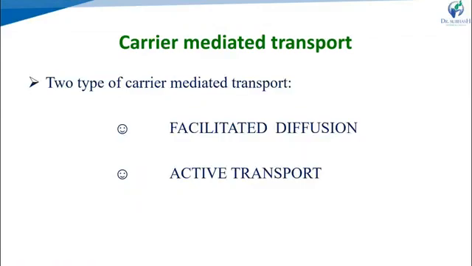Next one, that is carrier mediated transport. Carrier mediated transport is further classified into facilitated diffusion and active transport. In both cases we require carriers. Specific carriers bind with a specific drug and cross the cell membrane, then dissociate and release the drug molecule into the systemic circulation, blood or plasma. It is a reversible process.